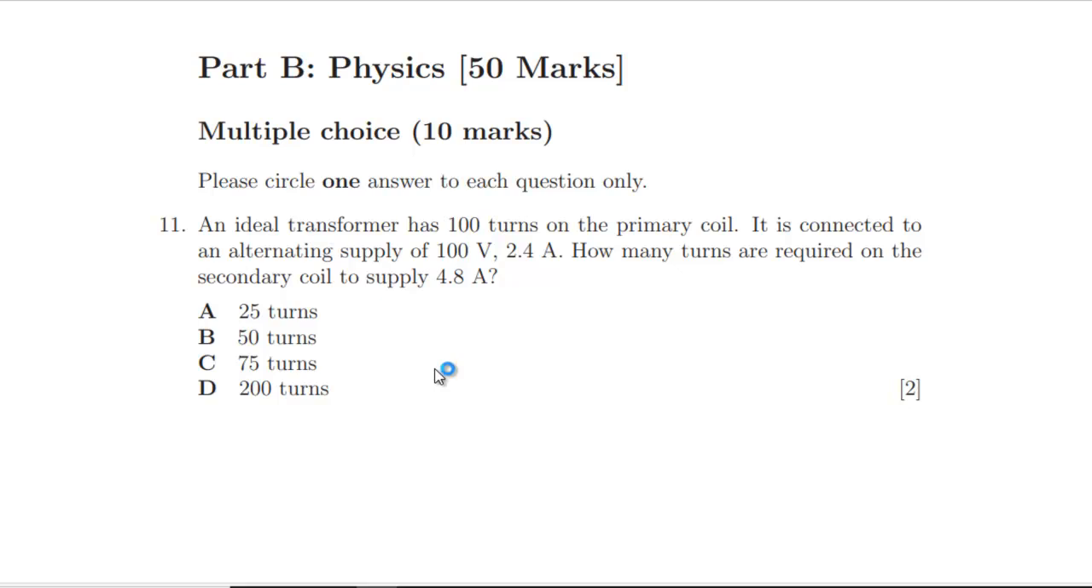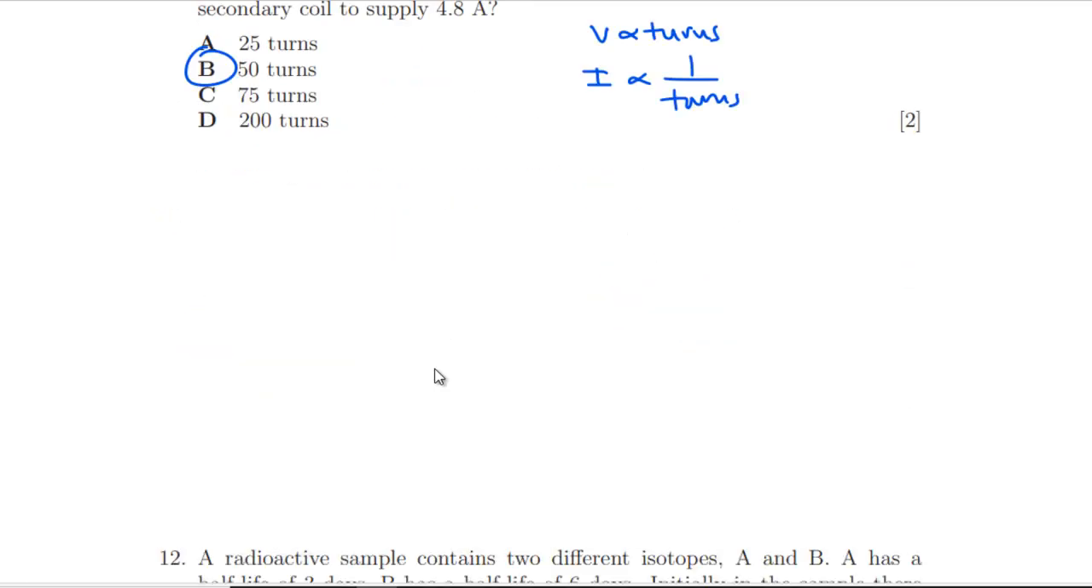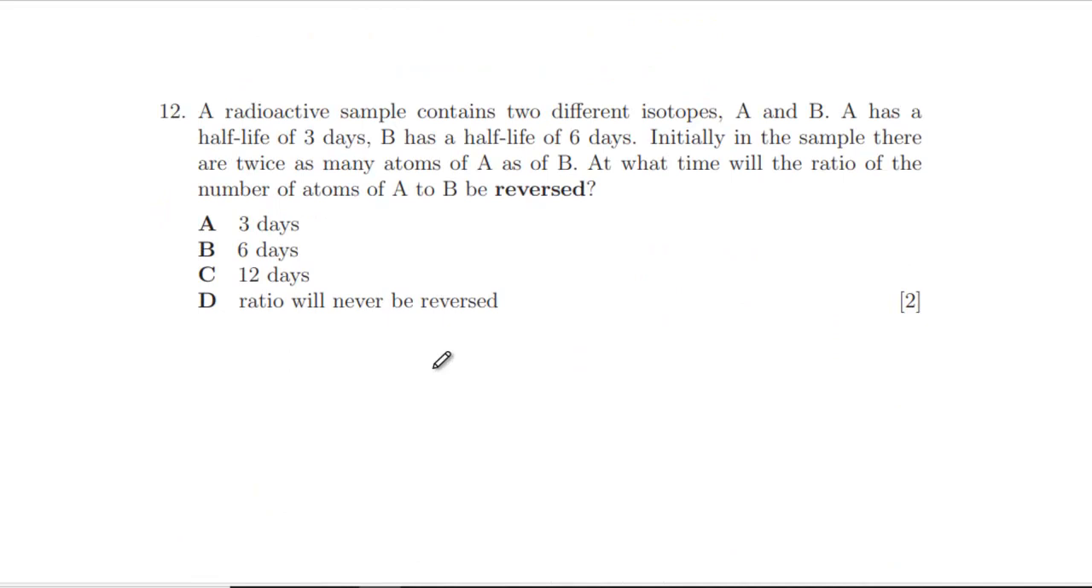We're starting here with an ideal transformer of 100 turns on a primary coil connected to an alternating supply, 100 volts, 2.4 amps. How many turns are required on the secondary coil to double the voltage, double the current, I should say. So voltage is proportional to turns and current is inversely proportional to turns. So if we want to double the current, we need to halve the turns, which means we're going from 100 down to 50. Straightforward enough, providing you have an understanding of how transformers work.